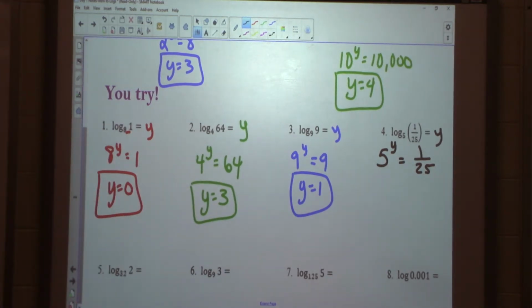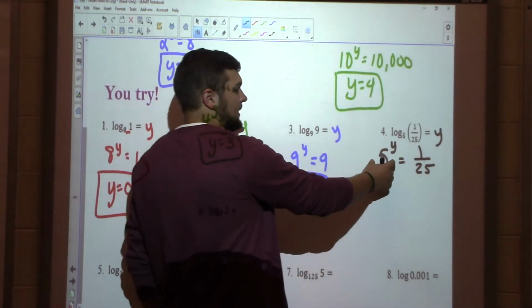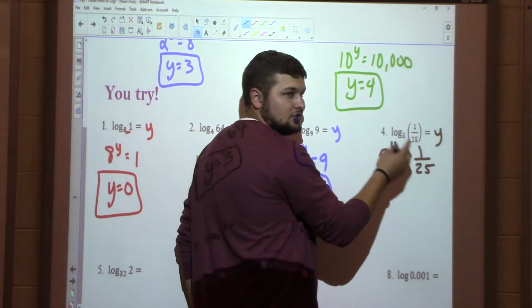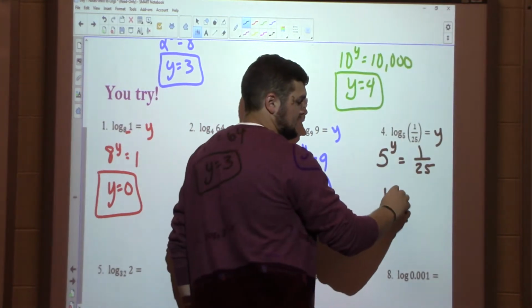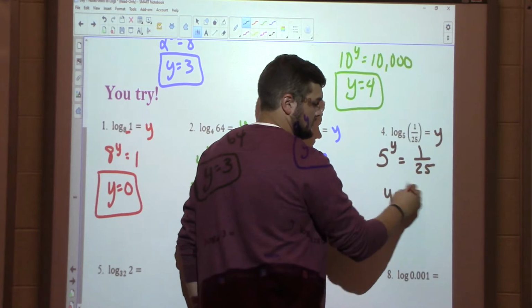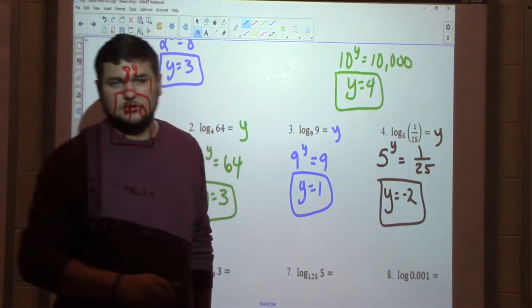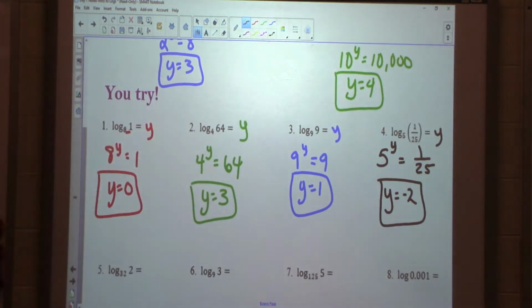Well, in this case, 5 to what power is 25? 2, so I know that y is going to have to be a -2. I know it has to be negative, and I know 5 squared is going to be 25. So y is going to have to be -2. Does that make sense? Yep.